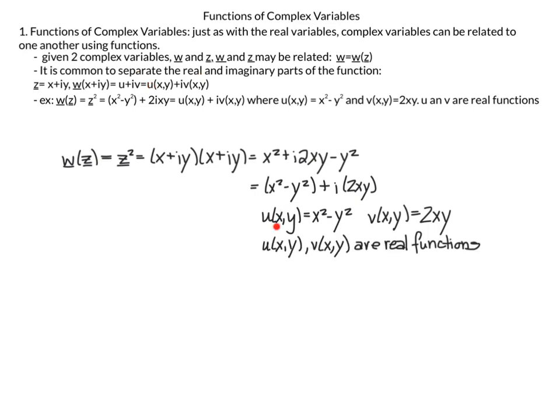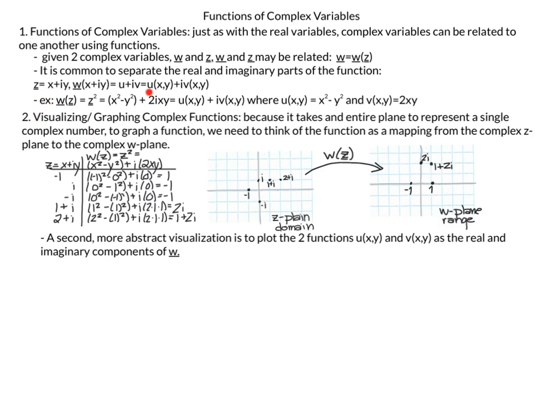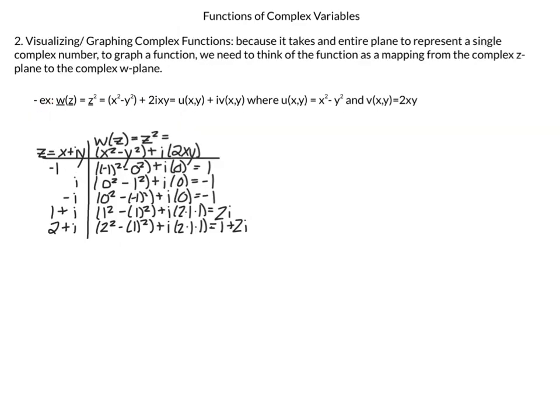And the significance of this is that u of x,y and v of x,y are real functions. These numbers x and y are real numbers, and what they produce are real numbers. There are no complex numbers in here. So now we can analyze u of x,y and v of x,y as we did for our regular real numbers. Our next topic is going to be visualizing or graphing complex numbers, and I'm going to use my w of z equals z squared as my example.